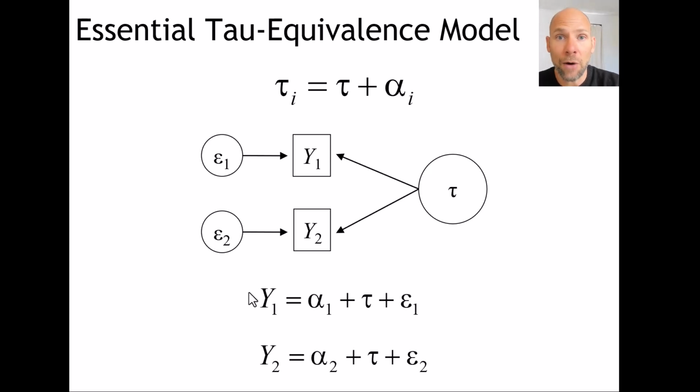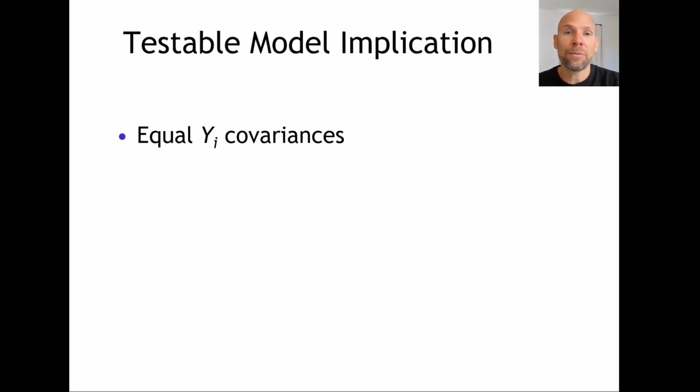However, if you considered 3 or more tests, then even this model would have testable implications, because with 3 or more tests, you have 3 or more covariances. And this model still implies that all covariances between y_i test score variables are equal in the underlying population. So it's still testable, but not with 2 variables, because you only have 1 covariance with 2 variables, so there's nothing testable there. But with 3 or more variables, you have testable implications for the covariance structure, even with essential tau-equivalence.